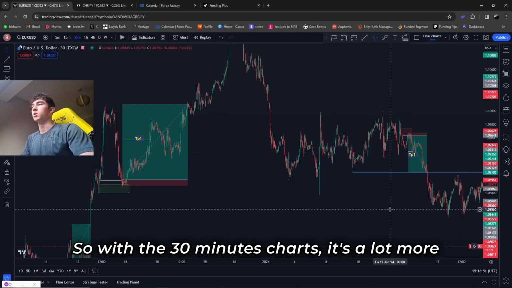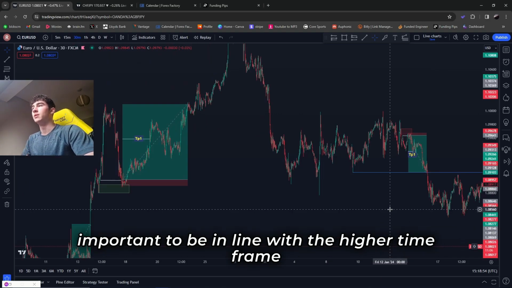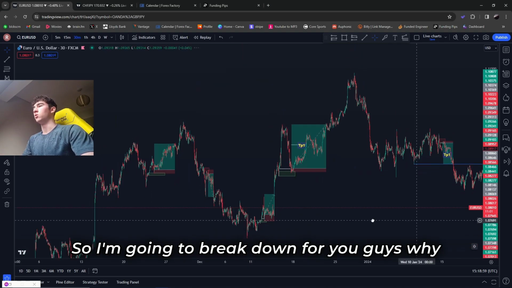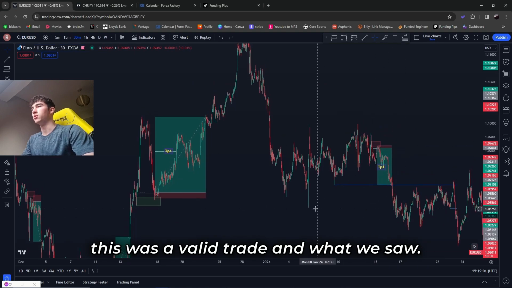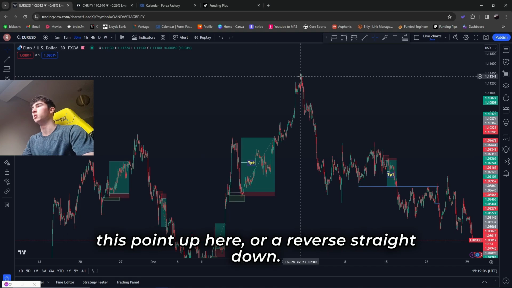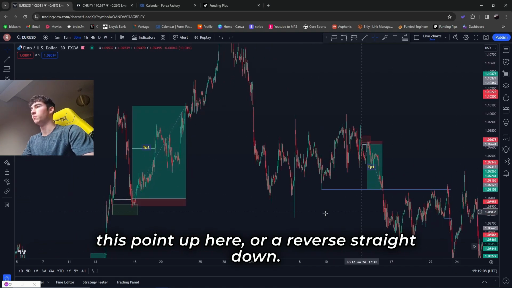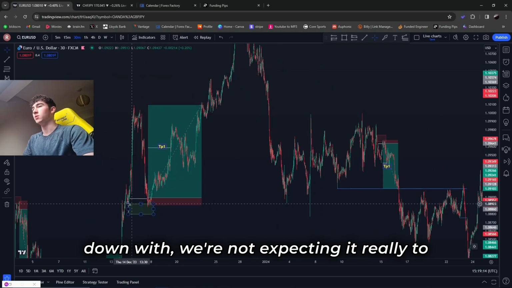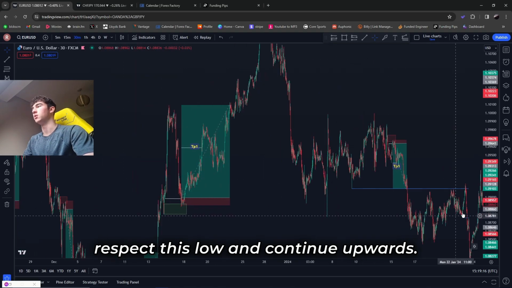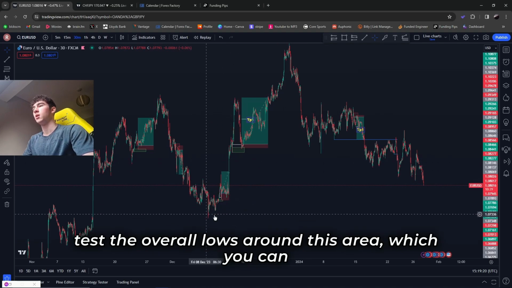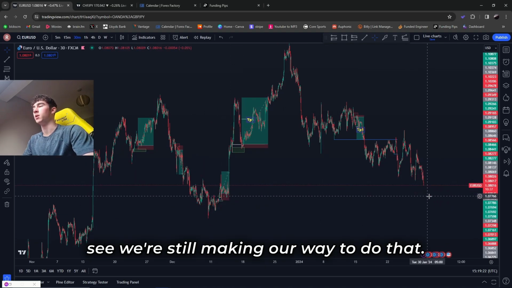So with the 30-minute charts, it's a lot more important to be in line with the higher time frame trend and to make sure you're not going against it. So I'm going to break down for you guys why this was a valid trade and what we saw. Initially, you can see we're quite bullish up to this point up here, where we reversed straight down. Now, with this amount of volume we came down with, we're not really expecting it to respect this low and continue upwards. You would expect it to want to come down and test the overall lows around this area, which you can see we're still making our way to do that.